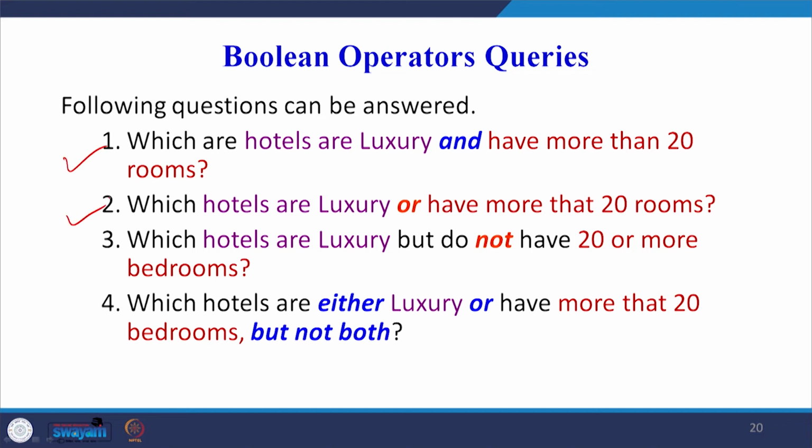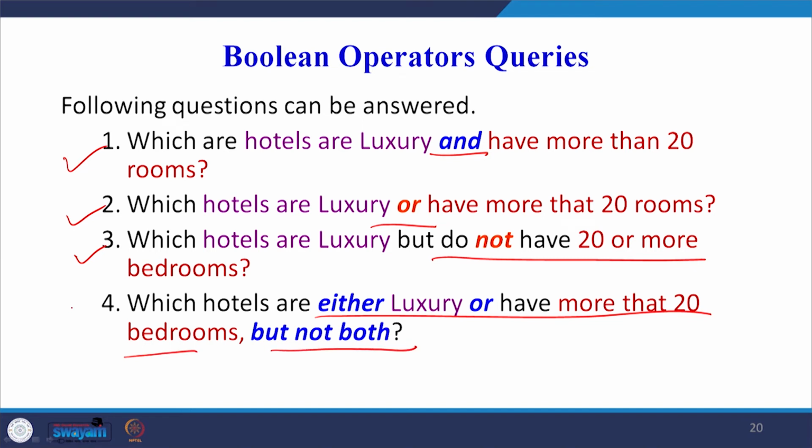The second query could be, from the previous example, which are the hotels that are luxury or have more than 20 rooms. So here we have OR, while in the previous query we had the AND example. In the third query, which hotels are luxury but do not have 20 or more bedrooms. So I am talking of every hotel which is luxury, or which hotels are either luxury or have more than 20 bedrooms but not both. So in that case, I will exclude that common portion and see the entire other region.